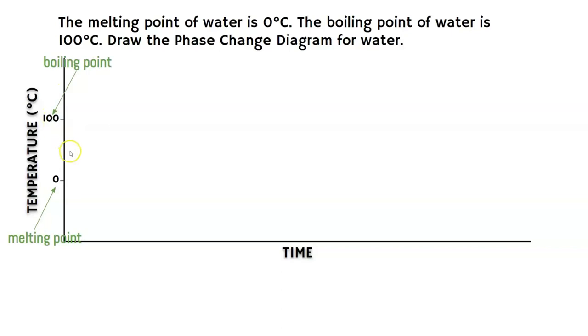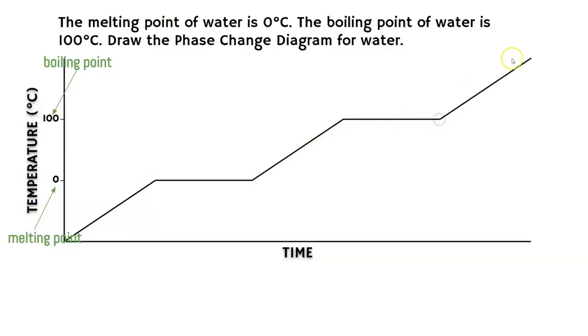Now for a phase change diagram, there are going to be 3 diagonal lines and 2 straight lines. We're going to do a diagonal all the way until it hits our melting point, and then a straight line. Then a diagonal line from our melting point to our boiling point, then a straight line, and then our diagonal line again. Each of these diagonals and straights represents either a state of matter, solid, liquid, or gas, or a change of matter that we just talked about.